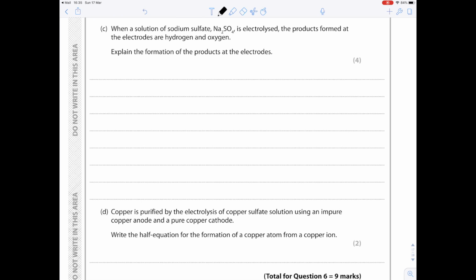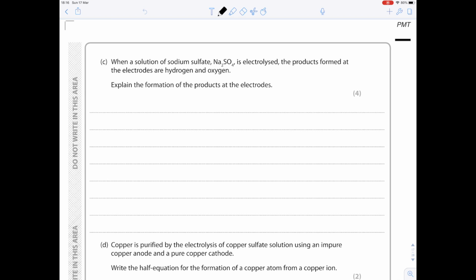When a solution of sodium sulfate, Na2SO4, is electrolyzed, the products formed at the electrodes are hydrogen and oxygen. Explain the formation of the products at the electrodes. So let's have a look first of all at the ions which would be present in the solution. Because we're looking at a solution, we know that H plus and OH minus must be present. And then looking at the sodium sulfate, this also means that there must be sodium ions and sulfate ions present.